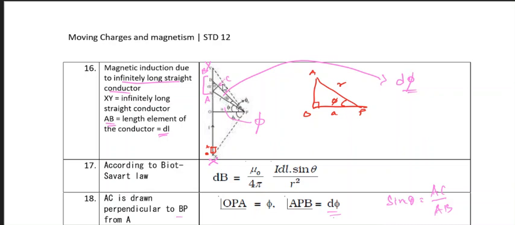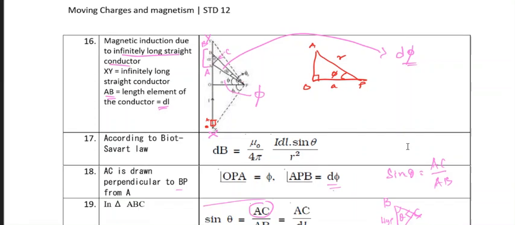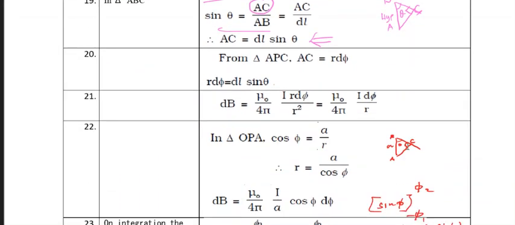In triangle APC, you have dφ as the angle at P. AC is the arc of length, and we know that the arc length is nothing but R into dφ. So AC is equal to R dφ, and this AC is nothing but dL sin θ. So you can equate R dφ is equal to dL sin θ.